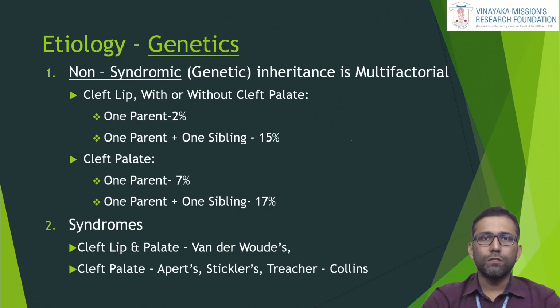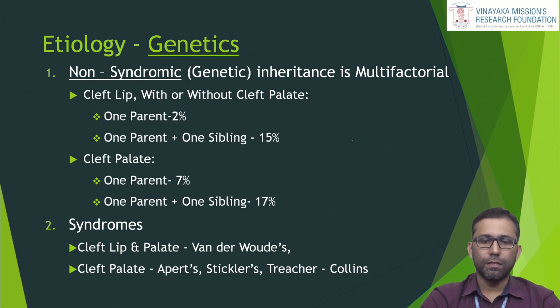Now coming to the etiology of cleft lip and palate, we call it multifactorial, because we are not able to specify a single reason for the development of cleft lip and palate. But based on the evidence and the literature, these might be the contributing factors. The first is non-syndromic, and the next is syndromic. So first, the non-syndromic or genetic inheritance of cleft lip and palate.